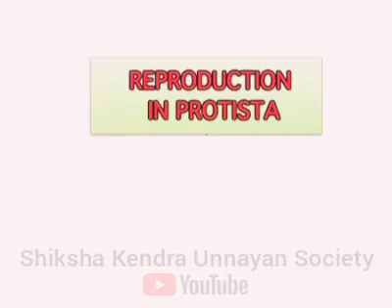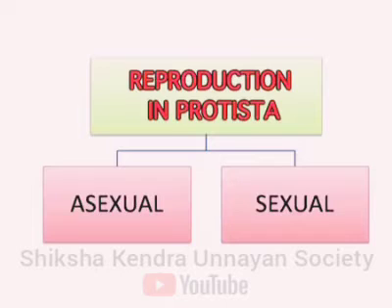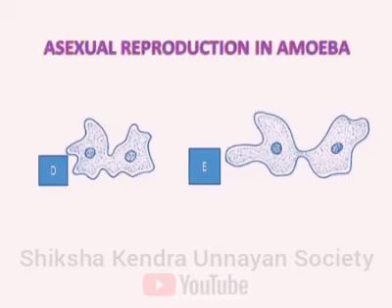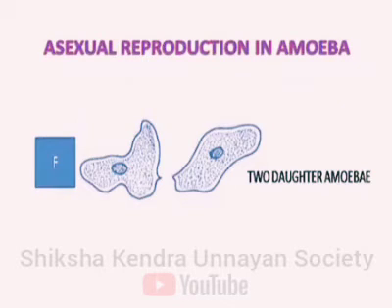Just like in the case of monerans, here also you will find that reproduction is either sexual or asexual. Asexual reproduction takes place by binary fission. So it is the nucleus which is first dividing, followed by the cytoplasm. A constriction appears in the middle, which deepens. That is, a furrow appears in the middle, as you can see in the diagram, which further deepens, and ultimately the two amoebae are formed.